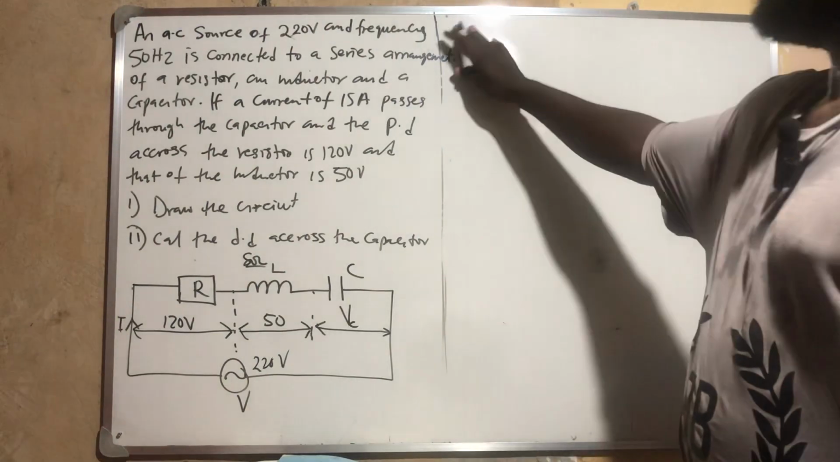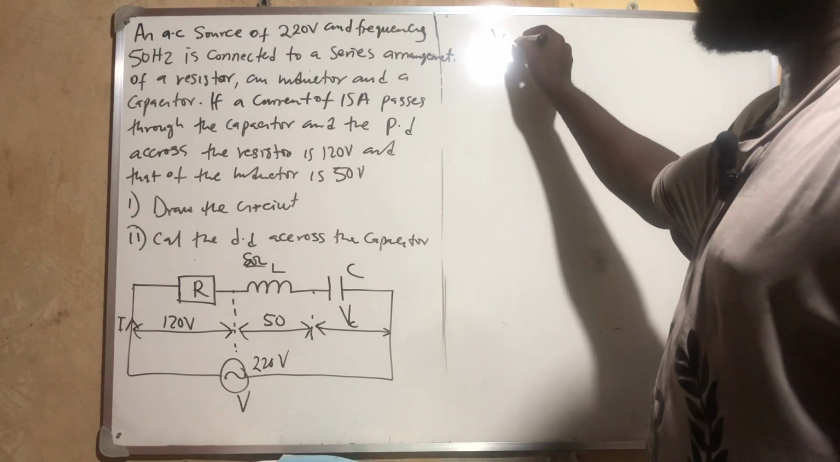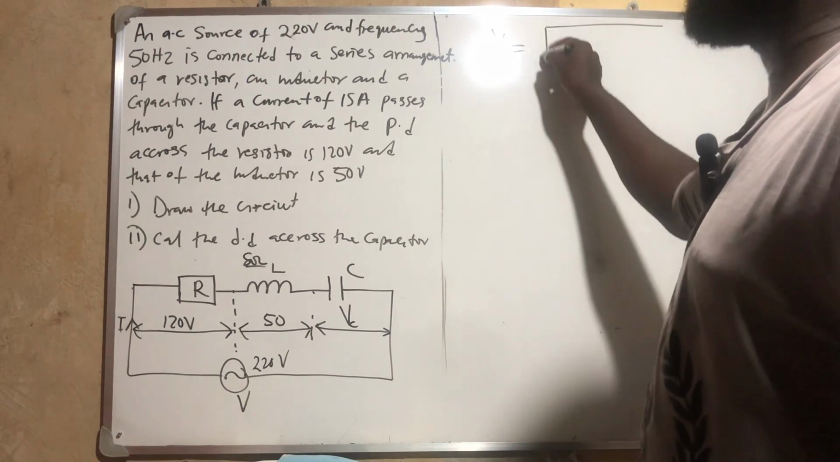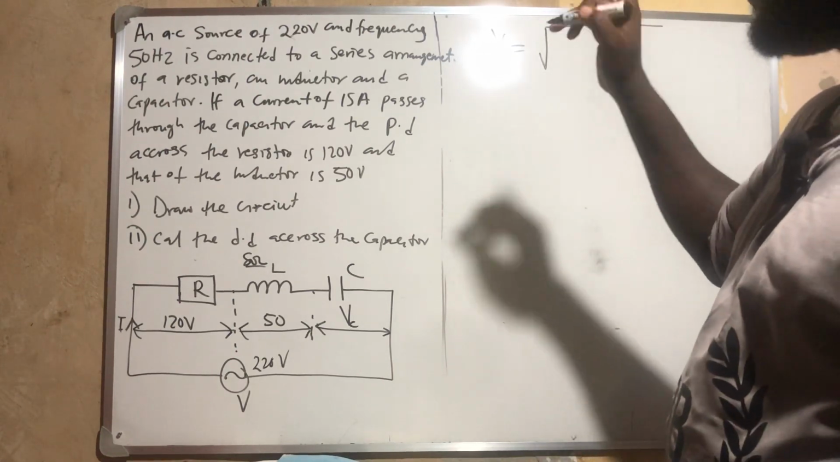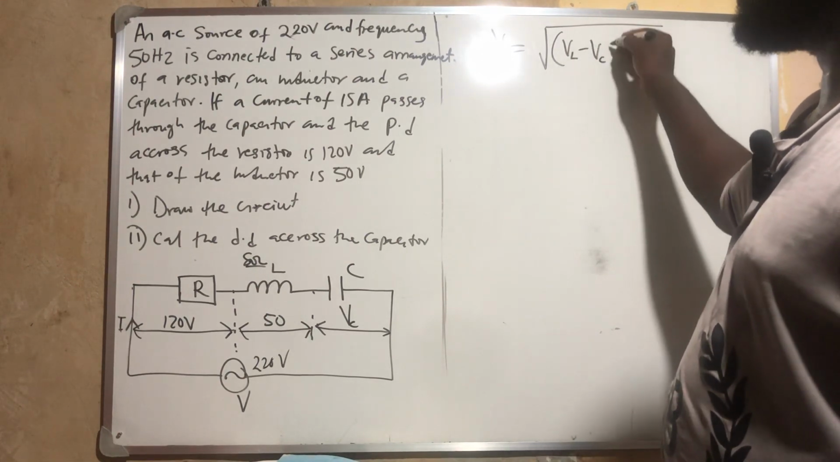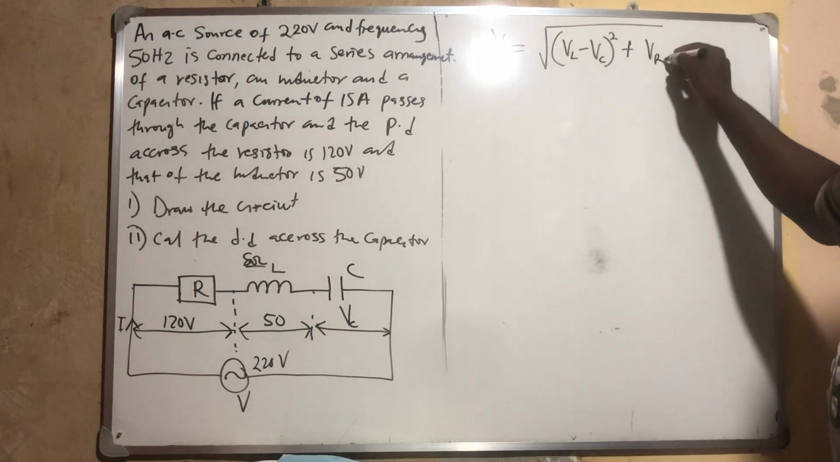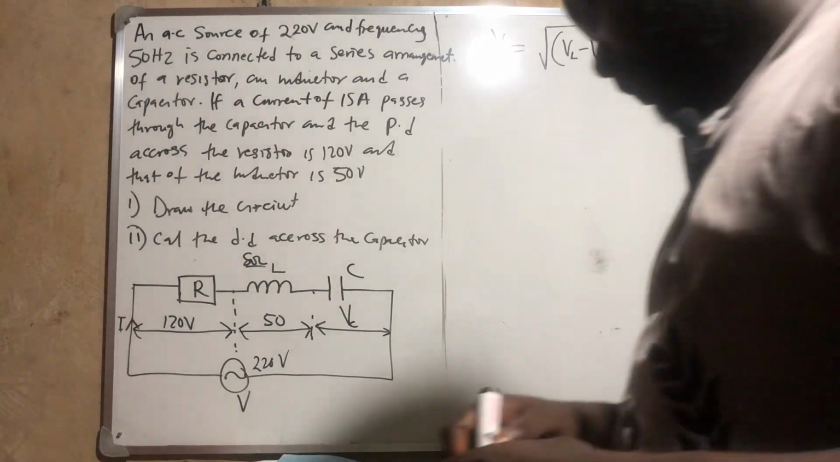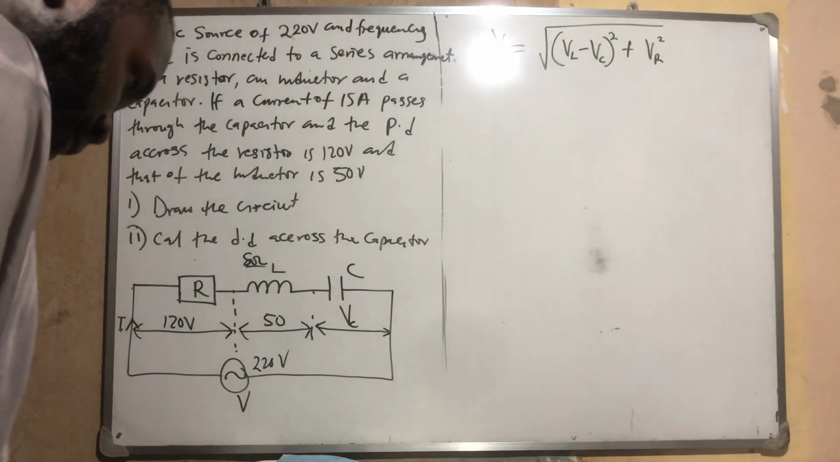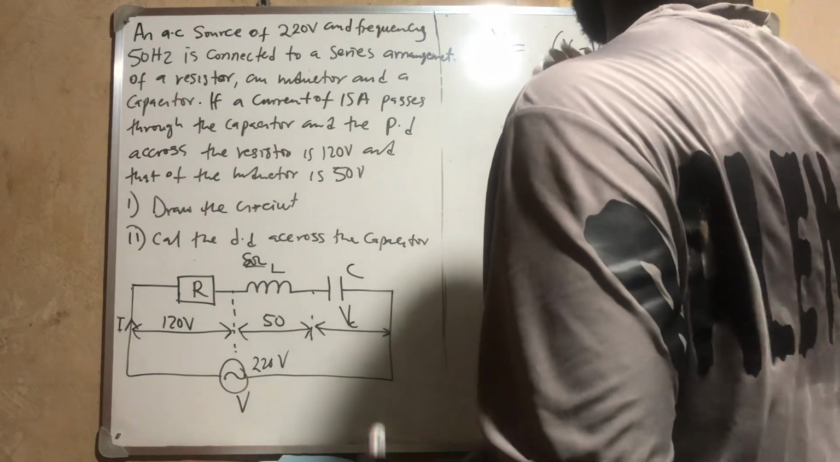Then you tell them that your V, the total or resultant voltage, is equal to the square root of, and don't forget that the inductor must come first, V inductor minus V capacitor all squared, plus V resistor squared. So these are the three of them. Let me take this one squared here, it's the same thing.